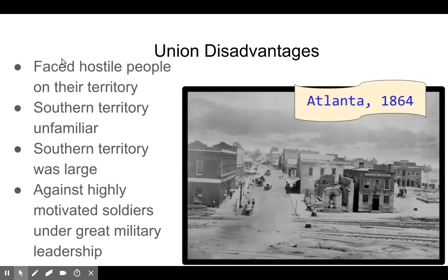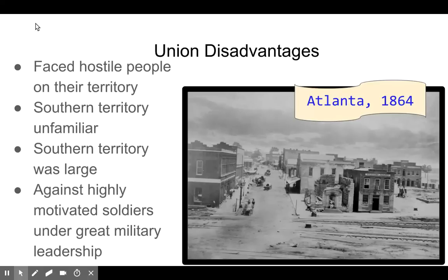But the Union had disadvantages as well. You see, this photo is from Atlanta. So that was still an urban center in the South. And most of the fighting was in the South, which was unfamiliar to almost all of the Union soldiers. And the people there in the South were fiercely loyal and adamant on protecting themselves. So they faced hostile people in their territory. They weren't familiar with the territory, and the Southern territory was large. It's not like you were just taking back a little chunk of area that seceded. It was massive amounts of land and populated areas.